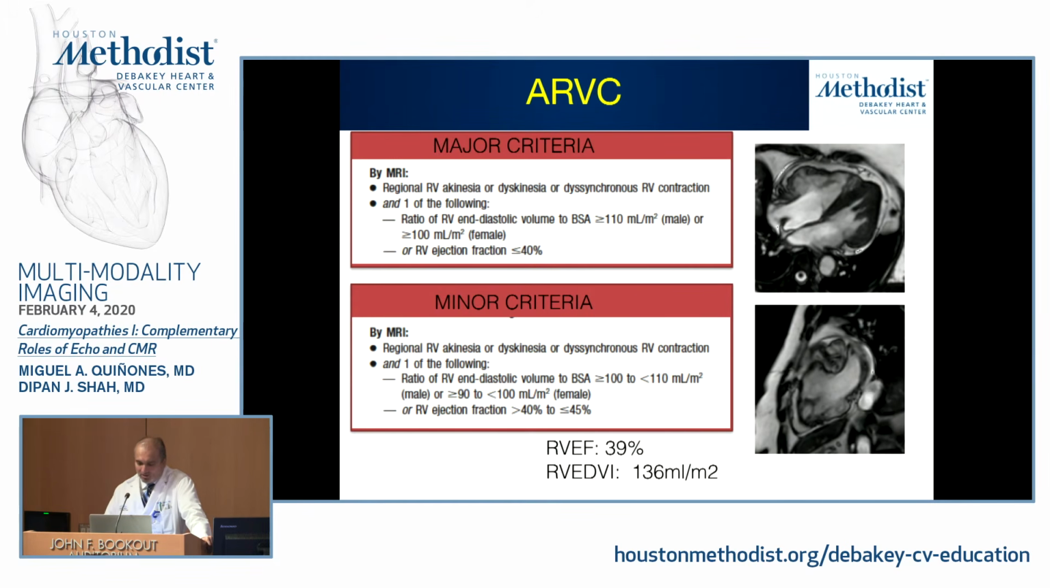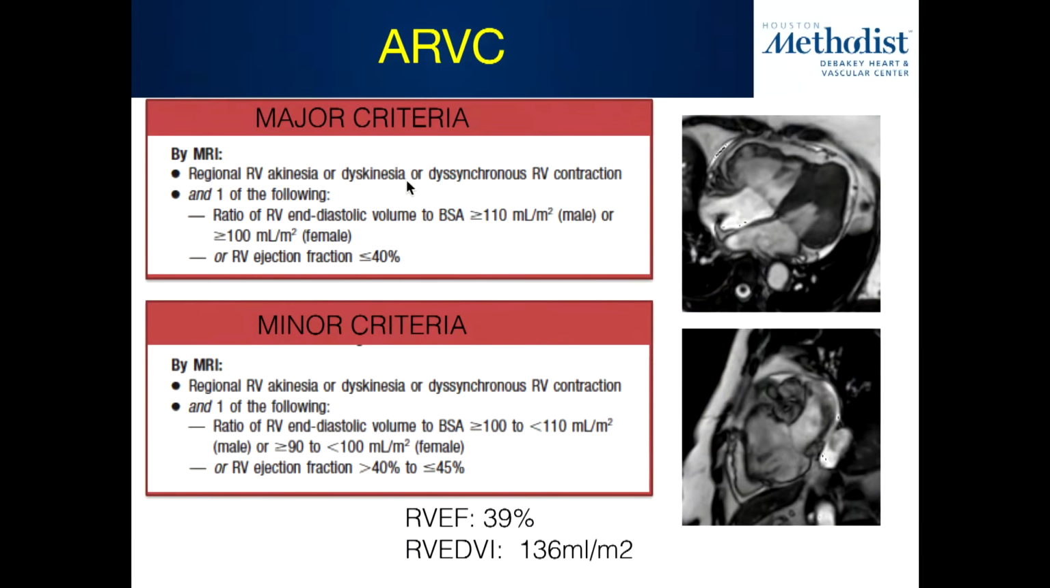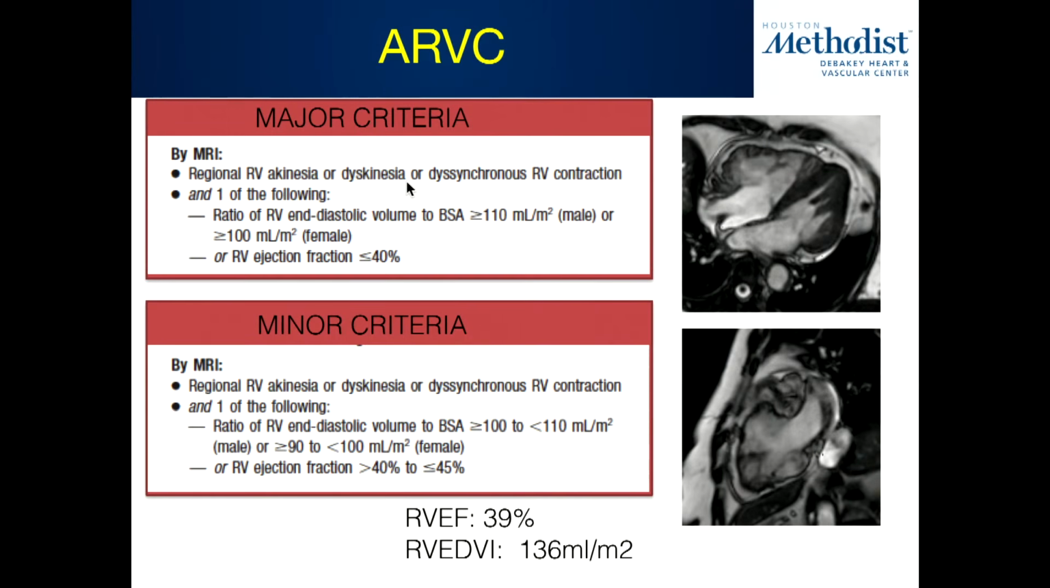So by CMR, the quantitative criteria are, and again, notice both the major and minor criteria start with step one, which is you need to have wall motion abnormality. If you have completely normal RV myocardial function, then you really can't have RV dysplasia. So you need to have regional RV akinesis, dyskinesis, or dyssynchronous contraction, and then couple that with some measure of either RV dilatation or RV dysfunction.